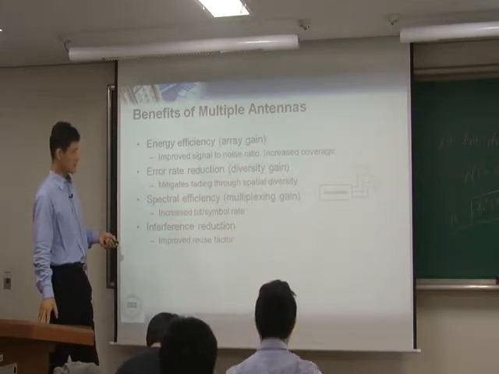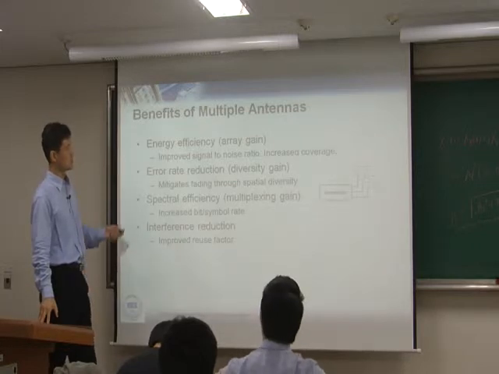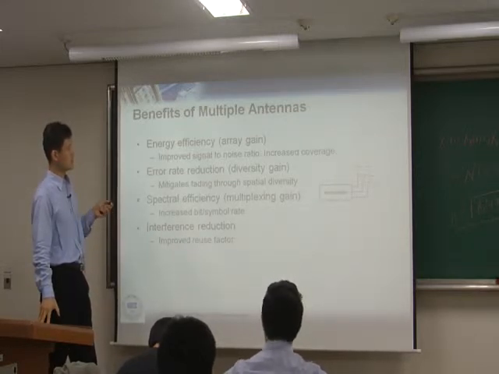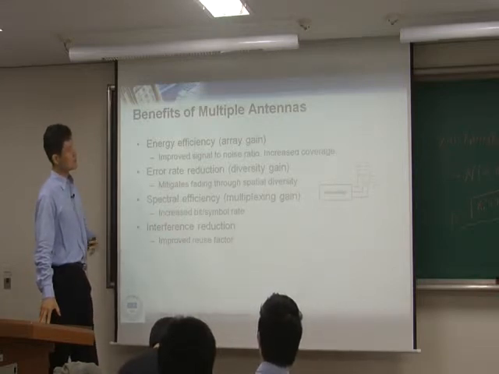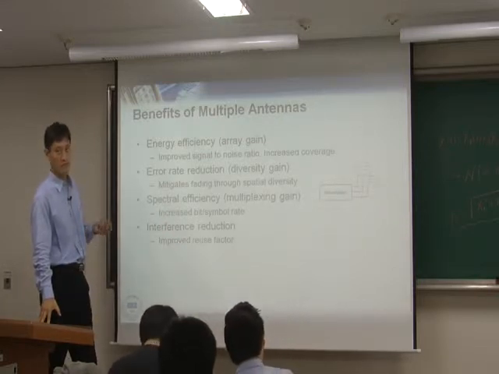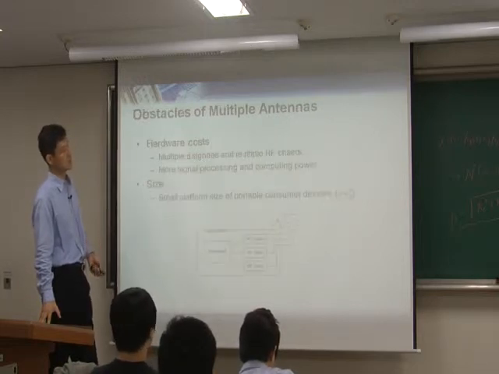And interference reduction is another thing that we can do with multiple antennas. So simply speaking, these are some of the reasons why we want to use multiple antennas. These are the things that we want to achieve.